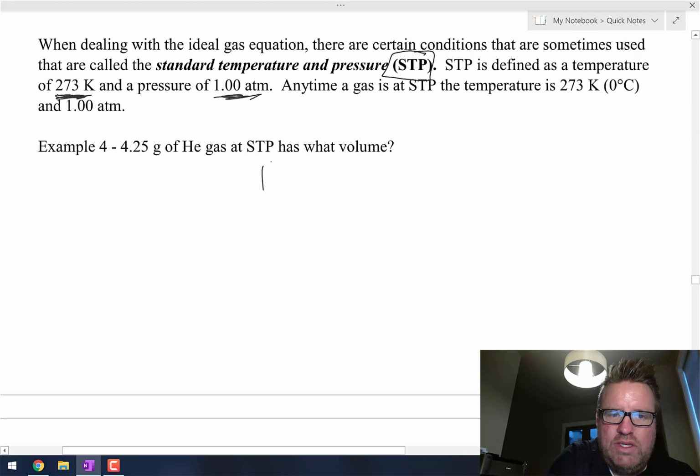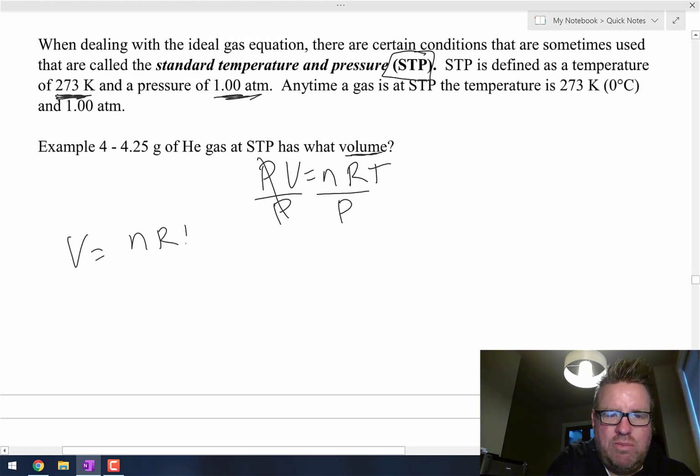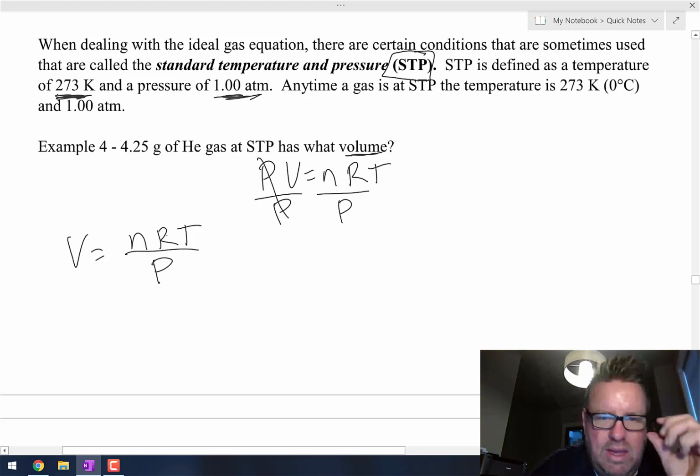So again, always start with PV equals nRT, and they're asking us for the volume, so we have to solve for V. So that means we're going to divide both sides by P. So the volume of the gas is equal to the moles times R times T over P.